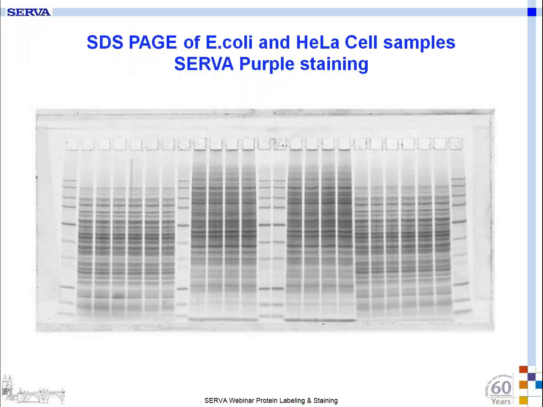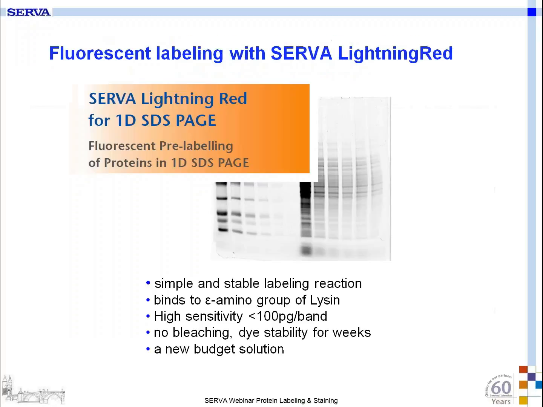And another possibility where you can apply SERVA Purple would be a normal SDS PAGE of E. coli and HeLa cell samples, so you can also use it with a normal SDS PAGE, not only for the 2D electrophoresis.